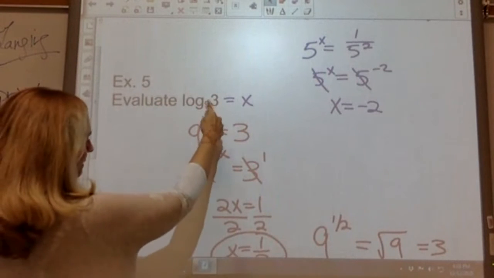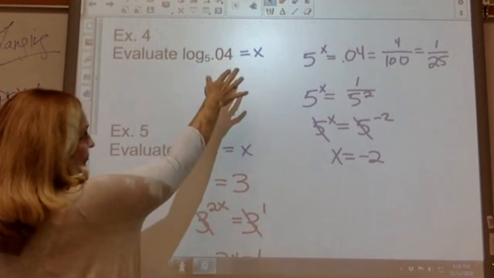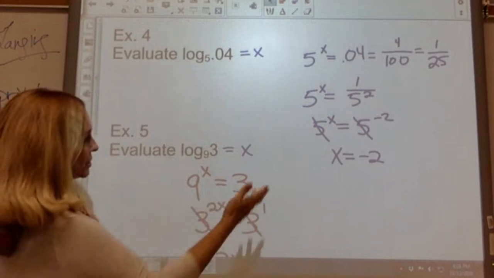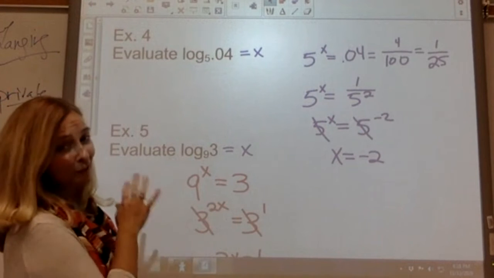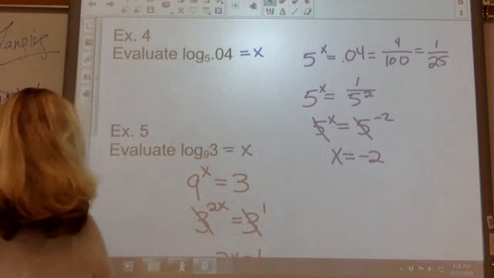You can type in log base 9 of 3, it's going to give you the answer. Up here, you can type in log base 5 of 1/25, and it will tell you the answer is -2. Okay, so that makes all this really easy. But I wanted you to see the process you go through if you don't have a calculator. All right.